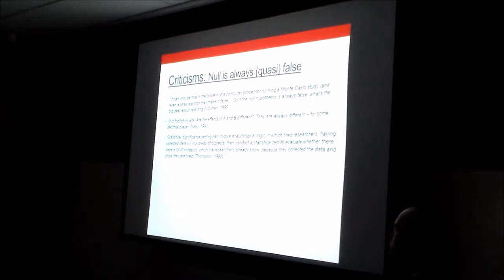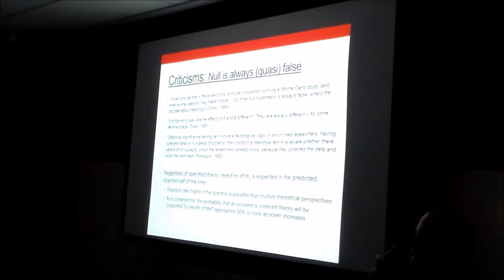Okay? And so the problem is the fundamental logic of basing an entire system of knowledge around a procedure to tell us something that we already know before we even start, at least at a technical level. Okay? Cohen talks about, regardless of the specified theory, reject the null hypothesis, expected in the predicted direction half of the time. Okay. So we talked about this a little bit. Why would we expect, regardless of the theory, rejection of the null to be expected in the predicted direction half of the time?